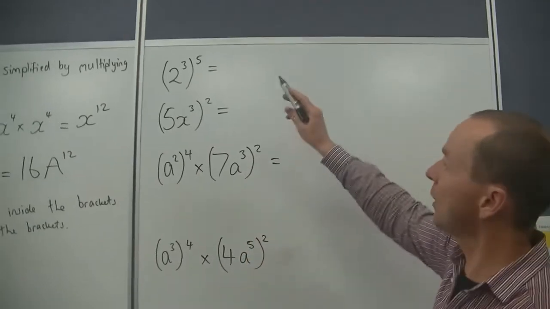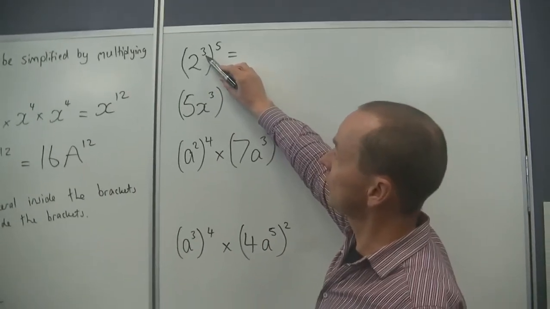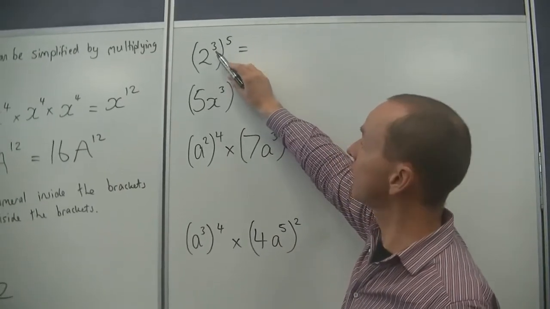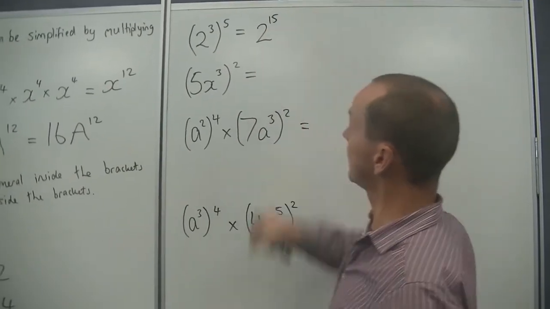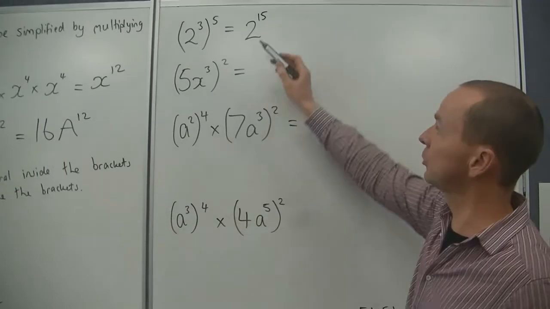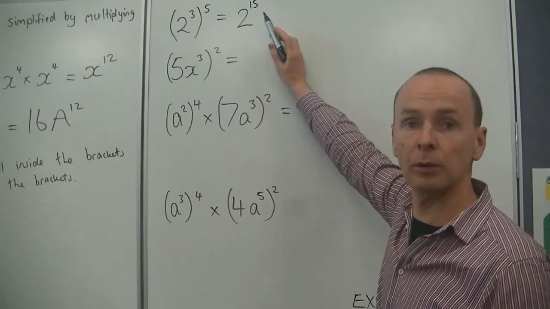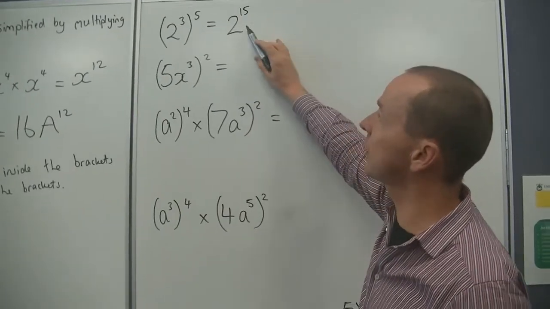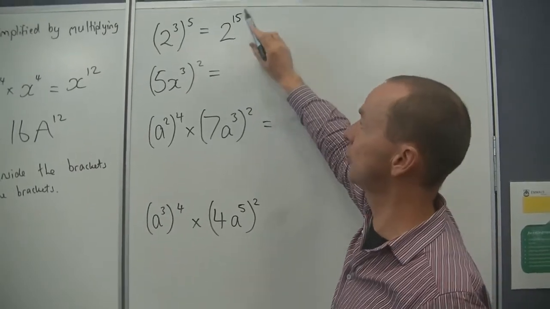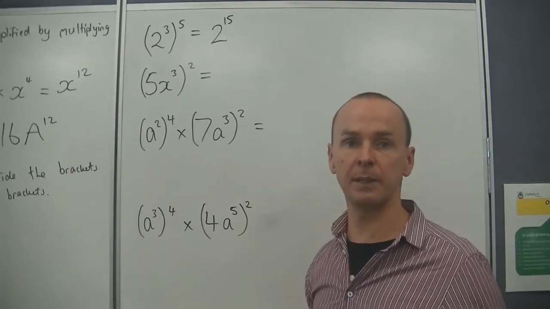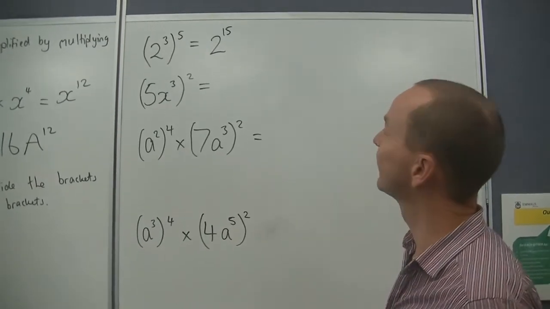Alright, power of a power. So we've got 2 cubed, and it's to the power of 5. 3 times 5 is 15, so we've got 2 to the power of 15. We've left it as a basic numeral. Sorry, that's in index form. If it wanted it as a basic numeral, you'd use a calculator for that one. You type in 2 to the power of 15, and you get a really big number. I'm going to leave it like that.